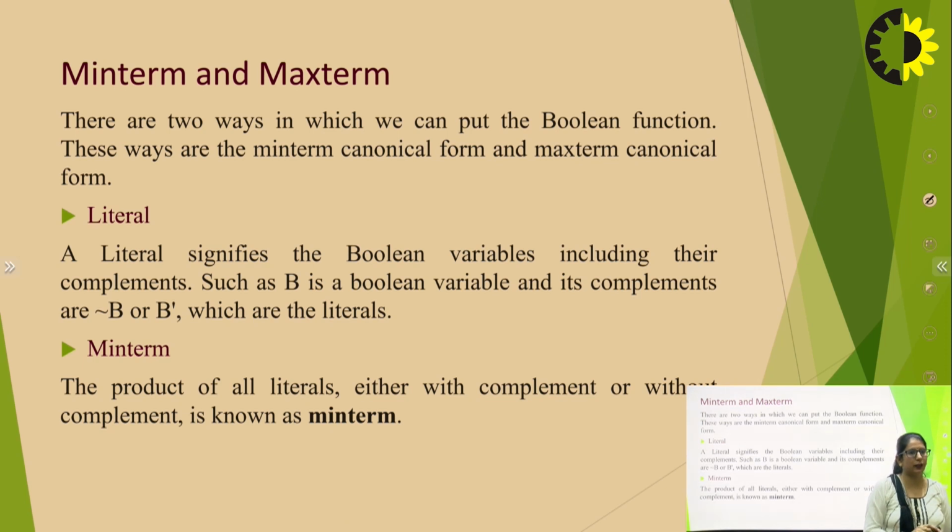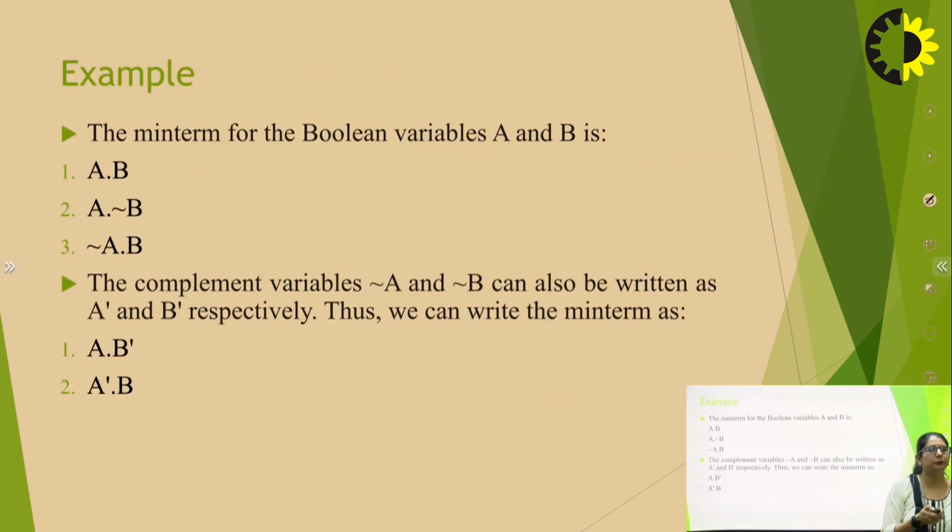For minterm and maxterm, first we need to know what literals are. Literals basically specify the Boolean variable including its complement as well. For example, if we have a variable B, its complement, B negation, will be written like this, or as B hyphen, right? Now what are minterms? Minterms are basically the product of all the literals, either with the complement or without the complement. In the maxterm, the opposite, we can say, is the sum of all the literals with the complement or without the complement.